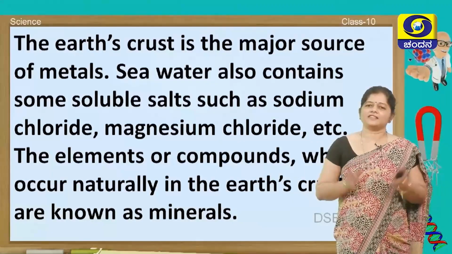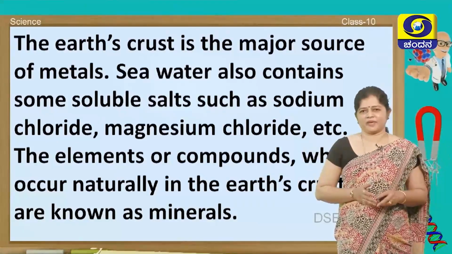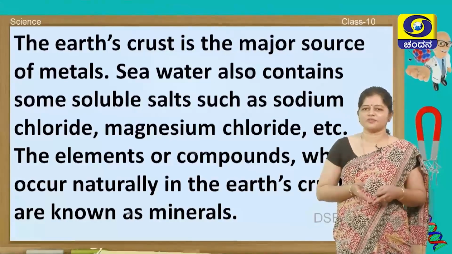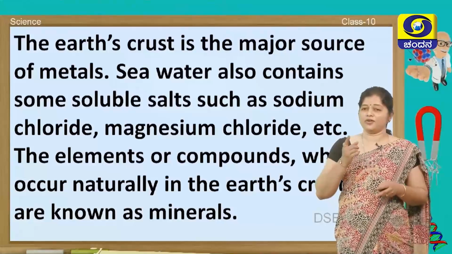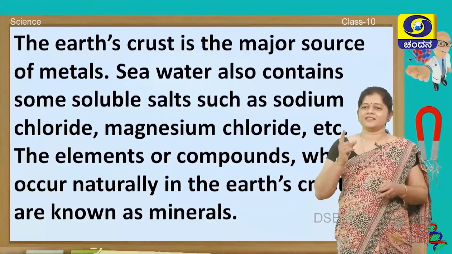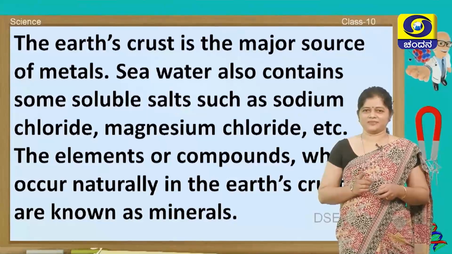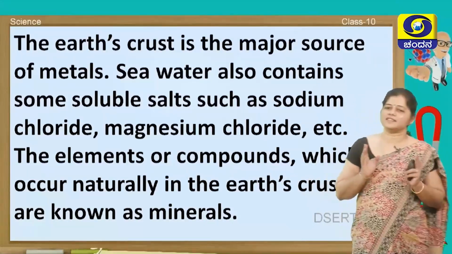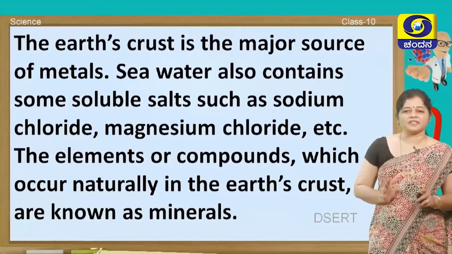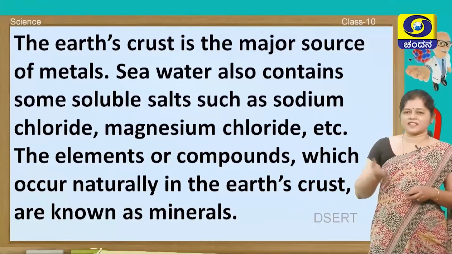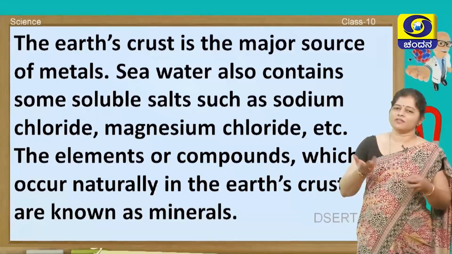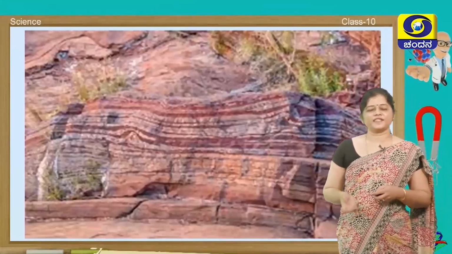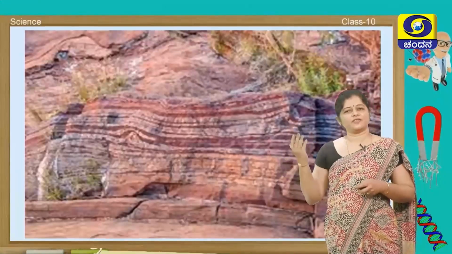All of you know that the Earth's crust is a major source of metals. Seawater also contains some soluble salts such as sodium chloride, magnesium chloride, etc. All of you know that sodium chloride is obtained from seawater. The elements or compounds which occur naturally in the Earth's crust are known as minerals. Salts such as sodium chloride or magnesium chloride, all these are minerals. So now you can see here, this is the Earth's crust where you can find a lot of minerals.